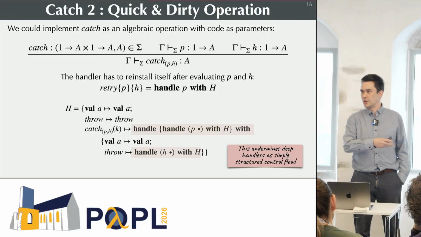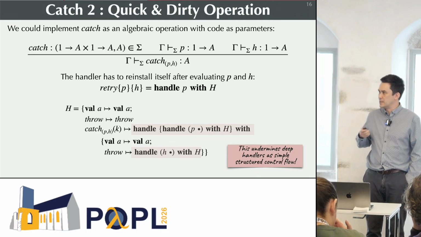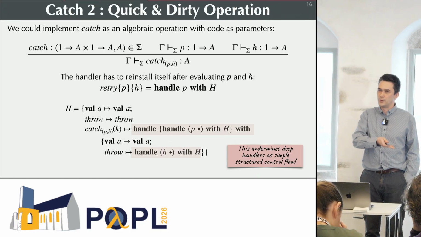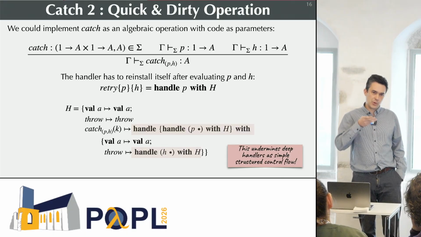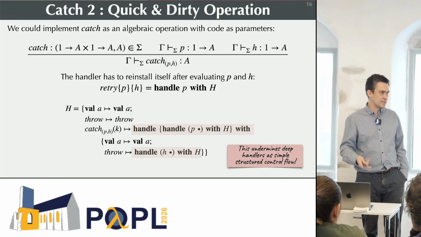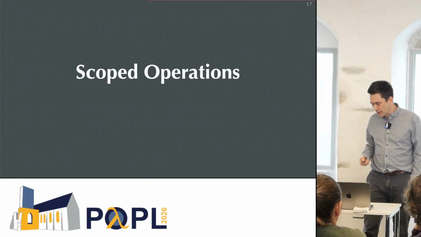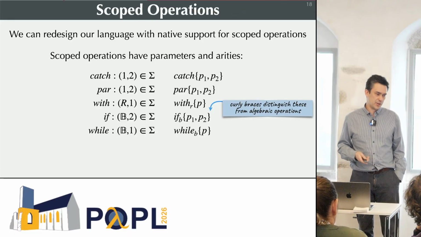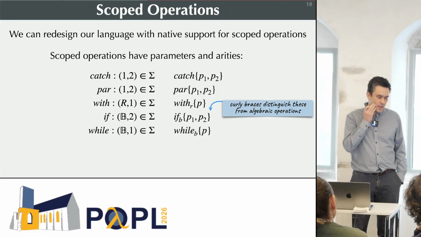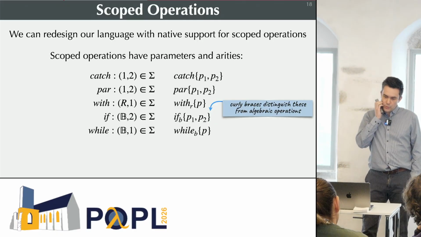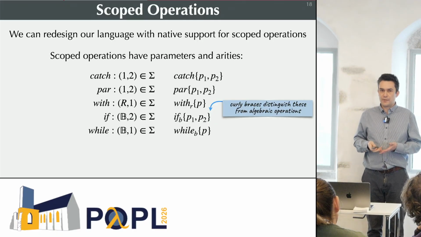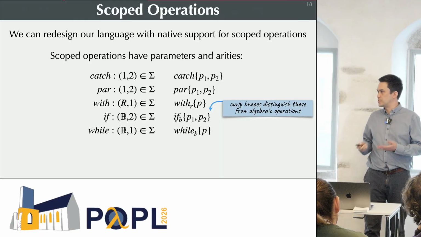And I think just 2 minutes ago I said, isn't it a good thing that in deep handlers we don't have to do that? Well, here we're doing it all over again. So the big point is that we want to avoid this explicit reinstallation, and we want that to be taken care of by the machinery itself. And that's where we get onto doing scoped operations in a slightly different way. So we can basically redesign our language so that we have native support for these things called scoped operations.